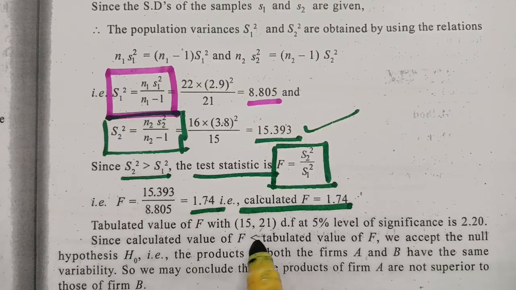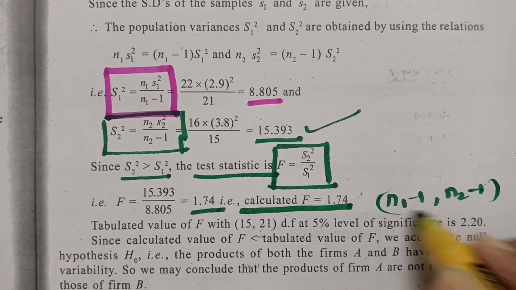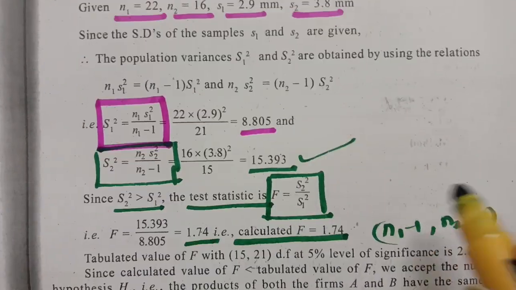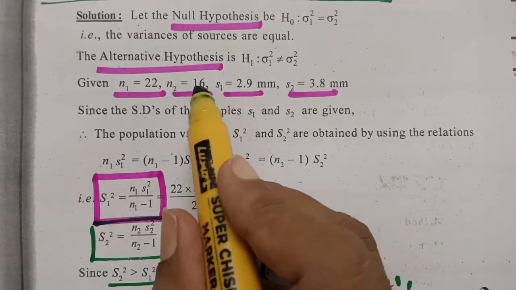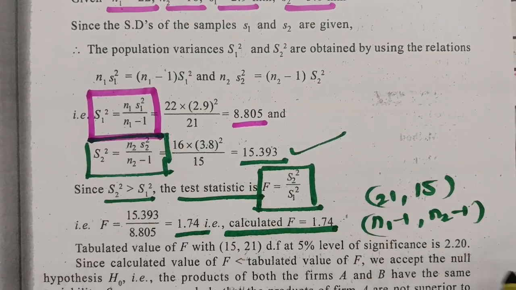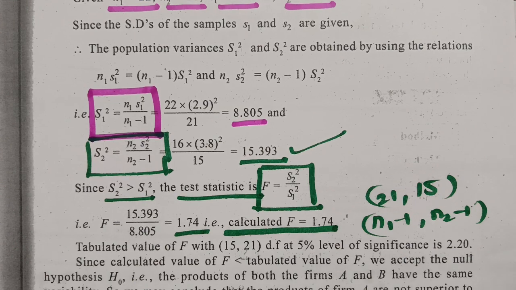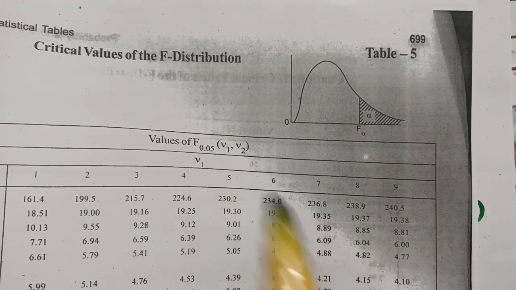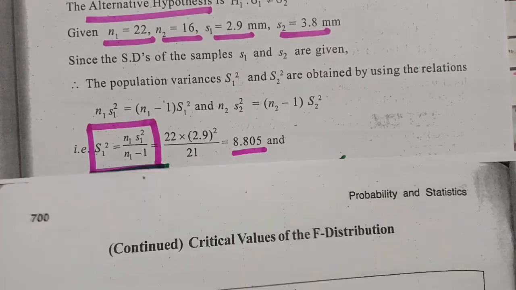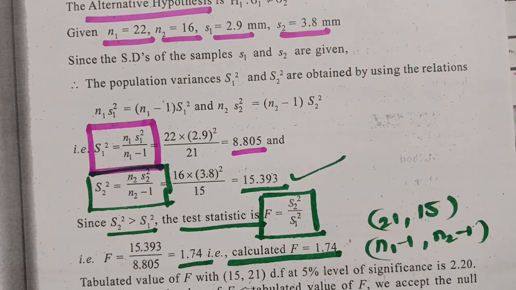The tabular value of F is for degrees of freedom n1 minus 1 and n2 minus 1. N1 is 22 minus 1, that is 21, and n2 is 16 minus 1, that is 15. We have to check at 5% level of significance. So for the F distribution at 5% level of significance, let me show you, this is 21 comma 15.